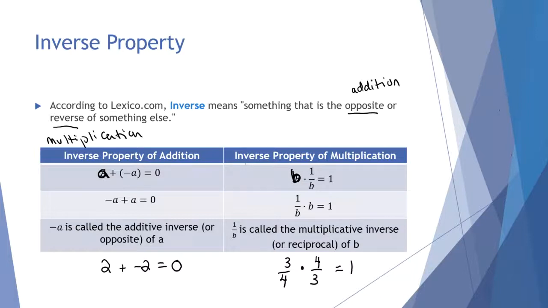So we use these properties when we start solving. We usually don't write the name of it, but these rules are how we're able to solve equations. So this is just all vocabulary stuff.